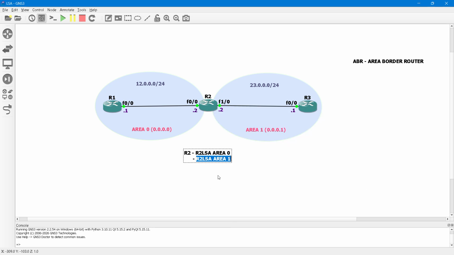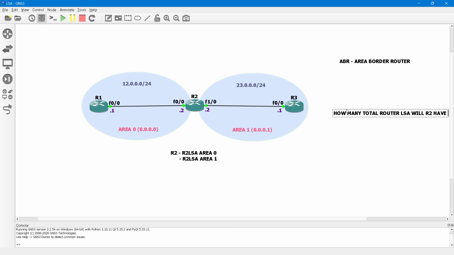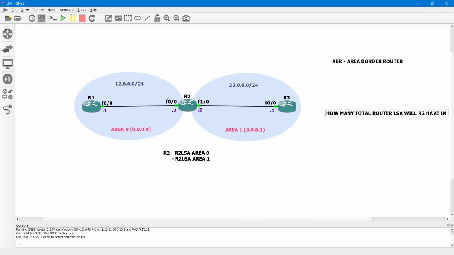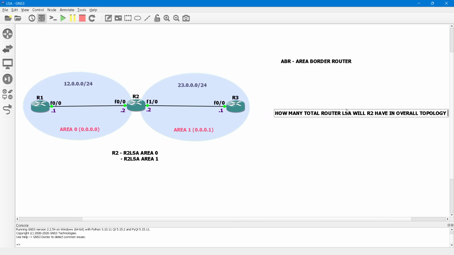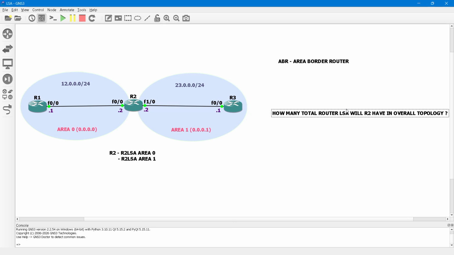Now there is an interesting question: how many total router LSAs will R2 have in the overall topology? And the answer is 4.